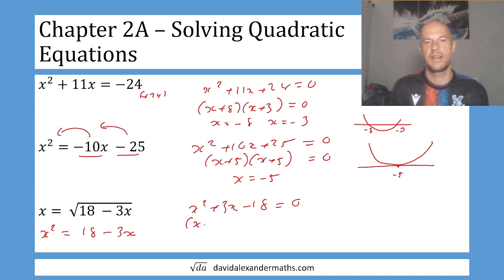That's 6 take 3. So (x − 3)(x + 6) = 0. So the solutions are positive 3 and negative 6. So quite a challenging one, that one, but it's just knowing that you can square both sides and then fiddle it from there.